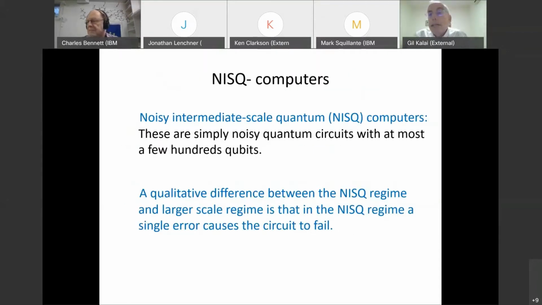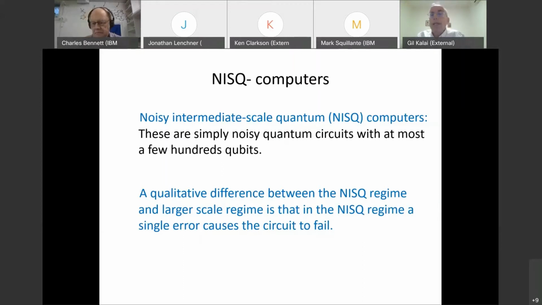Let me just explain the notions. NISQ computers, or noisy intermediate-scale quantum computers, are simply noisy quantum circuits with at most a few hundred qubits. So this is what people in many groups over the world, including IBM, Google, and other places, both academic and industrial, are trying to build.